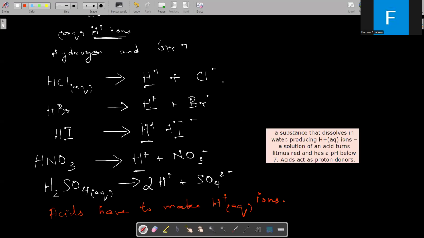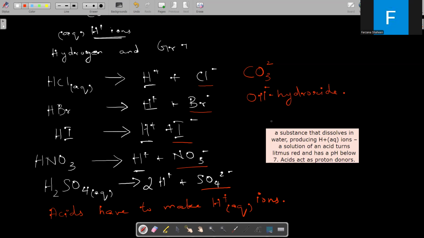Now you need to know a few of these anions, like chloride ions, bromide, iodide, nitrate ions, and also sulfate. And apart from this, you also need to know carbonate. These are all the anions which you need to learn by heart for your IGCSE chemistry, whether it is Edexcel or Cambridge. So you have the carbonate ions, and this is hydroxide, something which is very important, which you need to know.